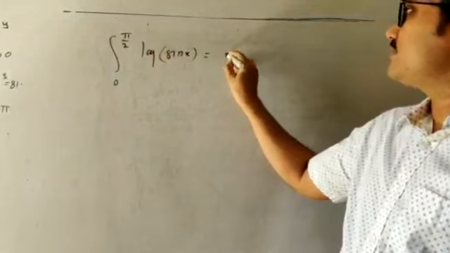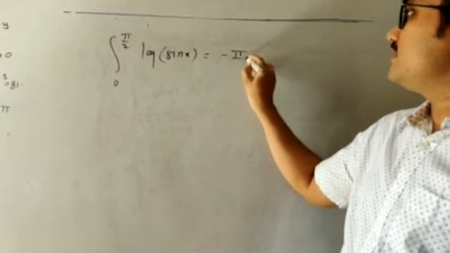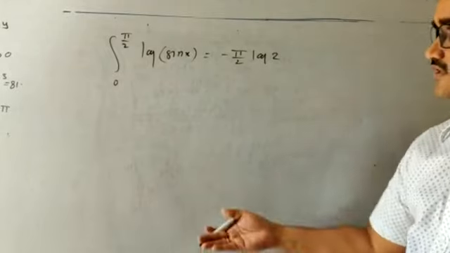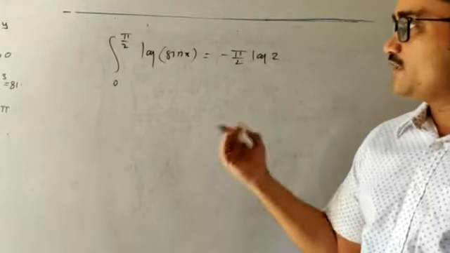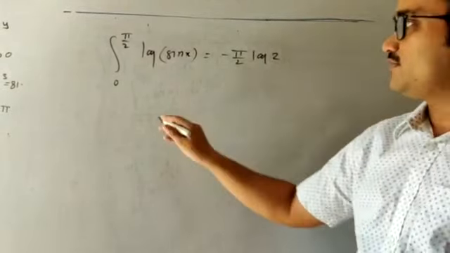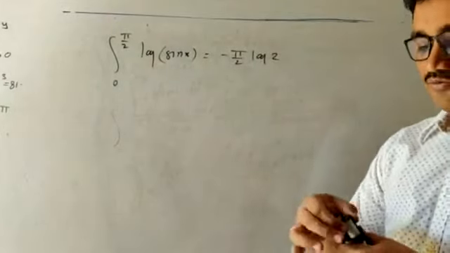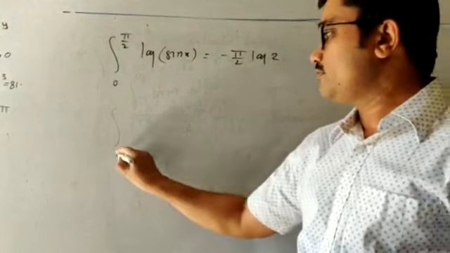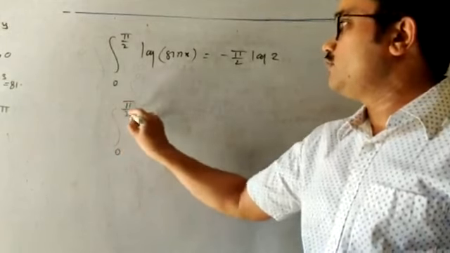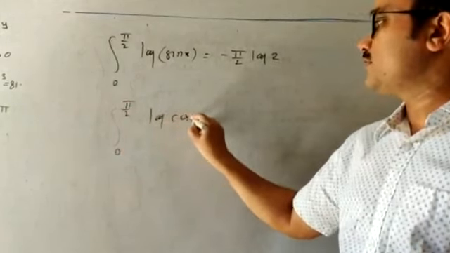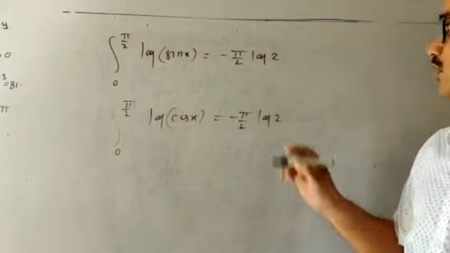The answer is minus pi by 2 log 2. If you solve it by the method, it will take 7 to 8 minutes to get this answer. Remember this particular one. Exactly the same is the answer when it is 0 to pi by 2 of log of cos x. The answer is again the same: minus pi by 2 log 2.